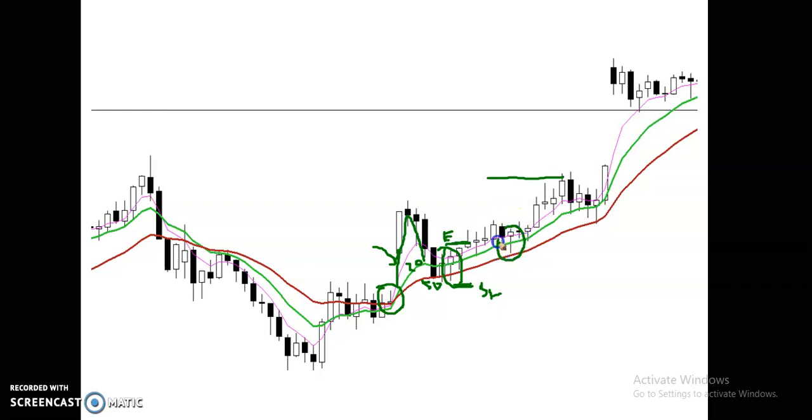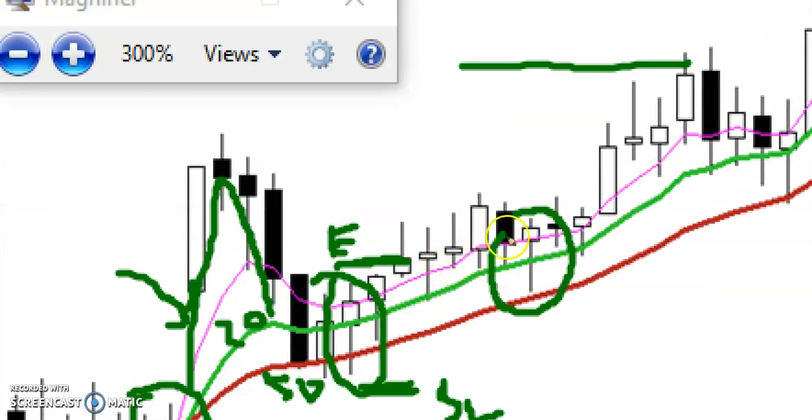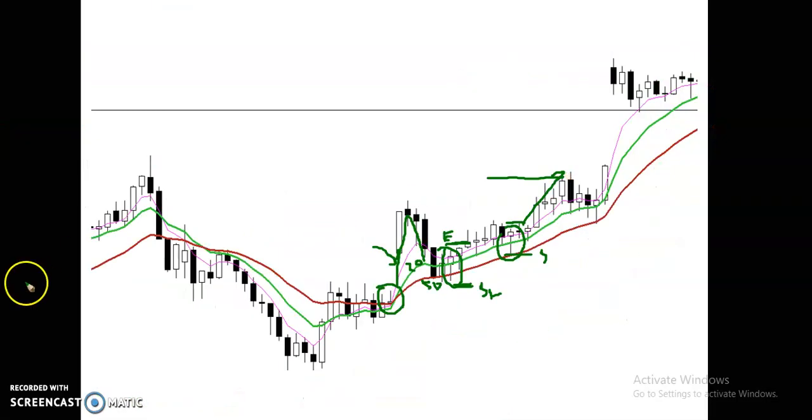Let me zoom in a little more. Now you can see this one pin bar and another pin bar somewhere here. The tail just cut all the moving averages. Once it appears, we place a buy order a little above, and below this candle we place the SL, and the target will be somewhere here. All right, so that is our target.